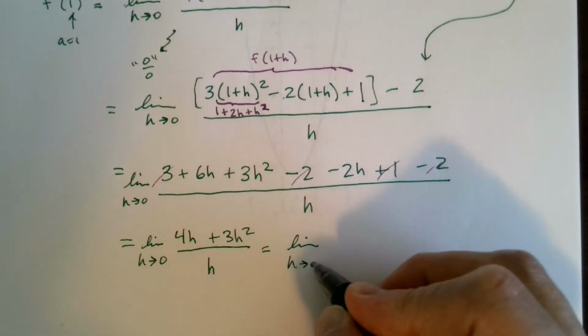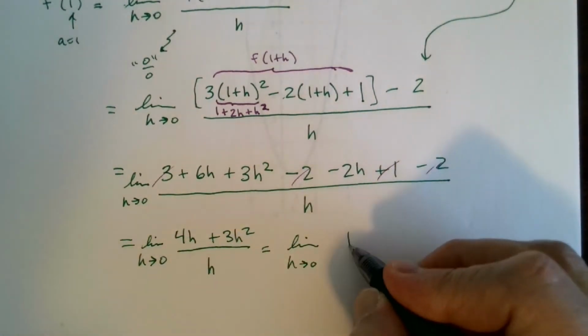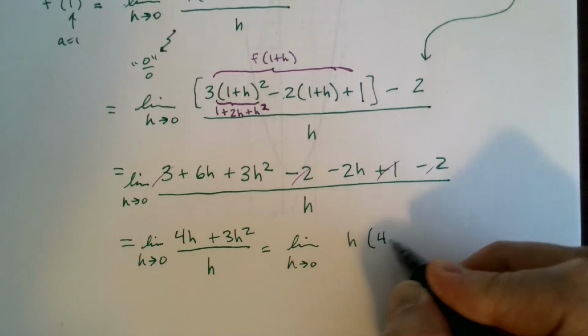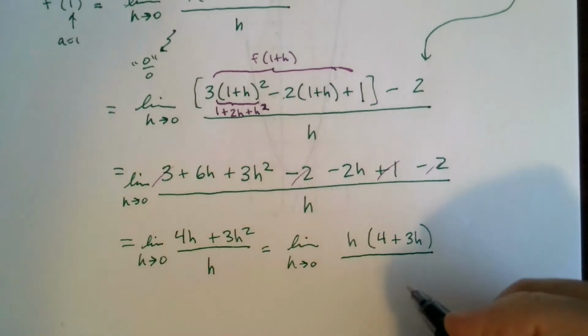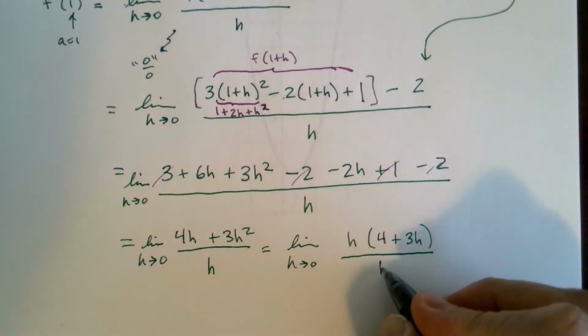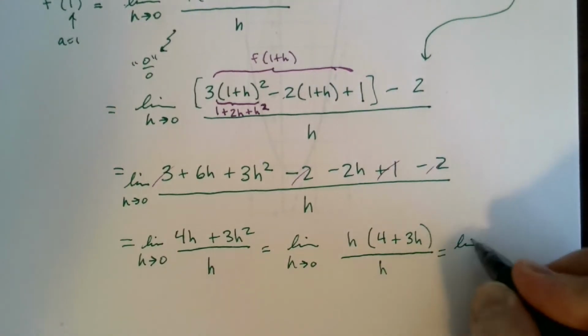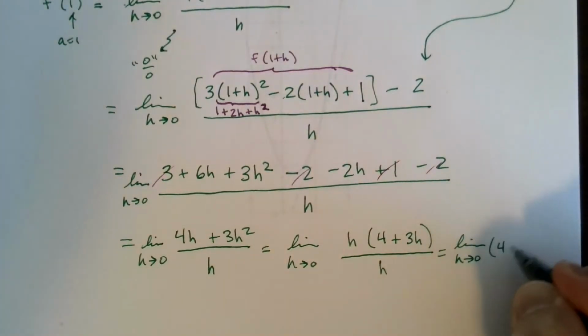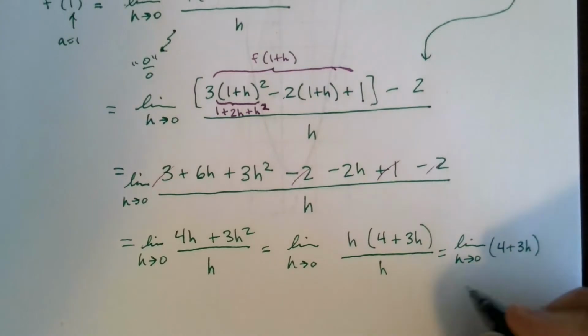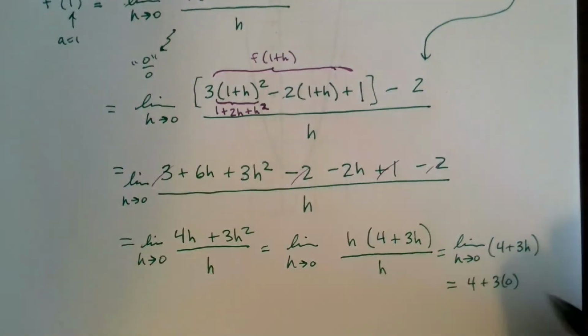If I factor out that h from the numerator, leaving me a 4 plus 3h, I get the limit as h goes to 0 of what? These h's cancel. I'm just left with 4 plus 3h. And what is that? 4 plus 3 times 0. I can plug in directly without any problem, and I get 4 as my limit.